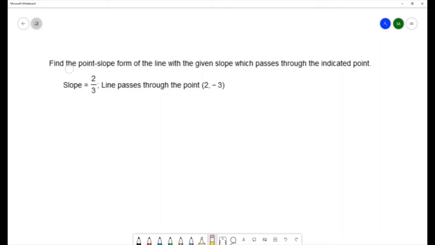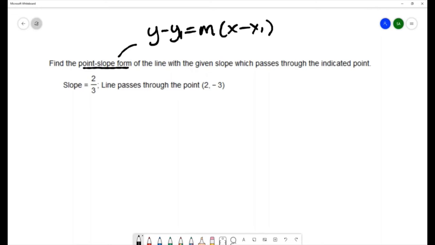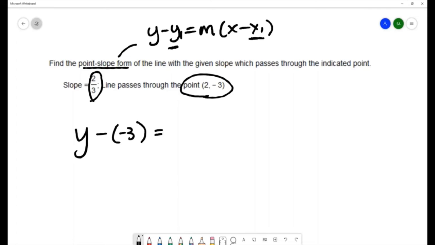In this question, I want to find the point-slope form of the line with the given slope which passes through the indicated point. The point-slope form of a line is y minus y1 equals m times x minus x1. m is the slope of 2/3, and (x1, y1) is a point on the line. So I'll substitute those values in. y minus -3, that's the y coordinate of the point, equals 2/3 times x minus 2. 2 is the x coordinate of the point.